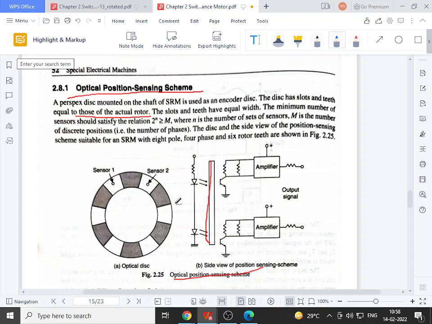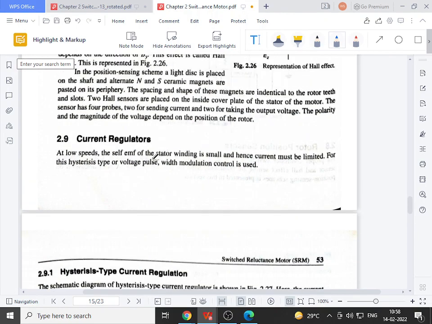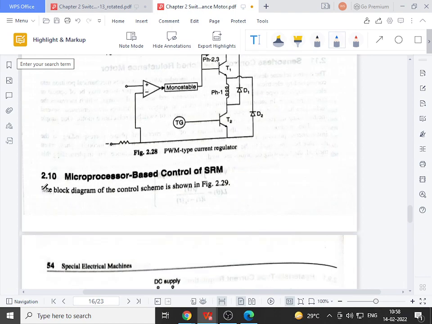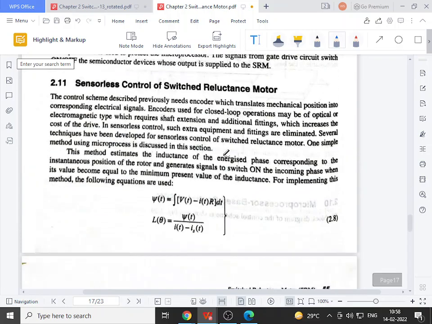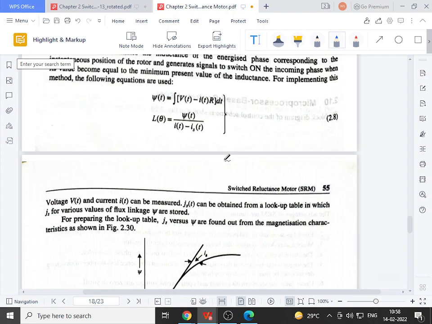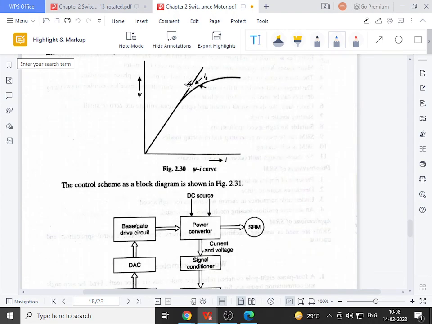Okay, so this is about the basic control strategy which is used for the motor. Now in the next lecture we are going to study these current regulator circuits or current regulators, and then we will proceed towards the microprocessor based control of switched reluctance motor. So only two bits are remaining from this chapter. One is the microprocessor based control strategy, and the second one is the sensorless control of SRM. Okay, this sensorless control of switched reluctance motor. So we will discuss those two bits in the next two lectures.